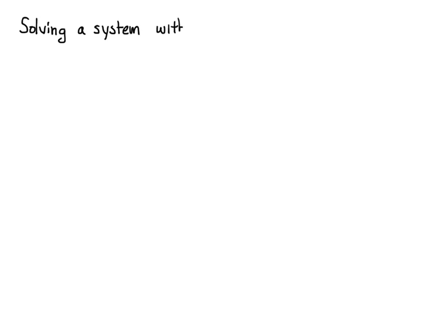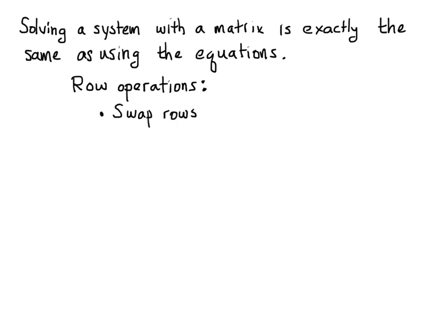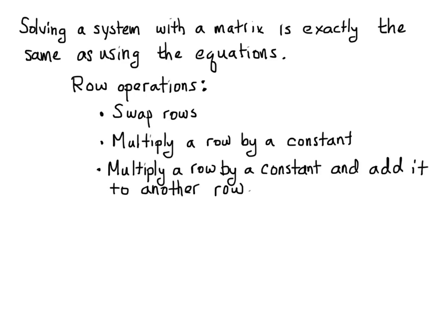Okay, so let's look at solving a system with a matrix. We'll be solving equations by using a matrix, and we use exactly the same operations that we used when we had complete equations. So we can swap rows, we can multiply a row by a constant, and we can multiply a row by a constant and add it to another row.